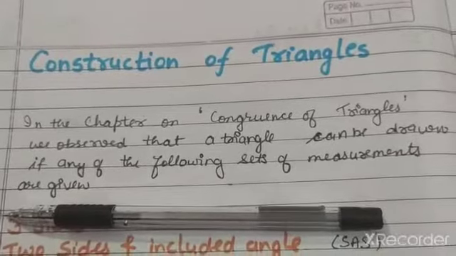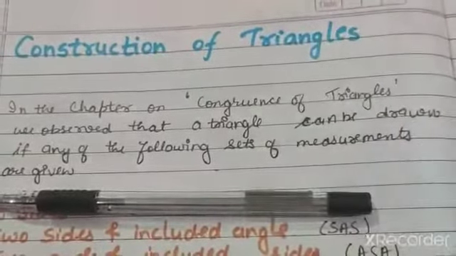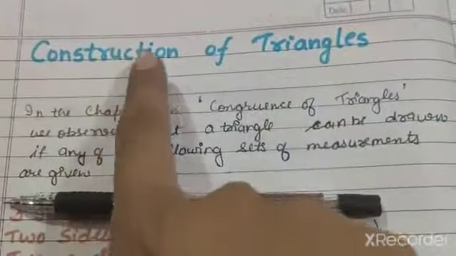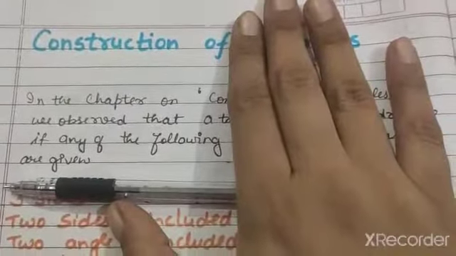Good morning, students. So now we are going to start the second topic of the chapter Construction. The second topic is construction of triangles, which means we have to construct triangles.